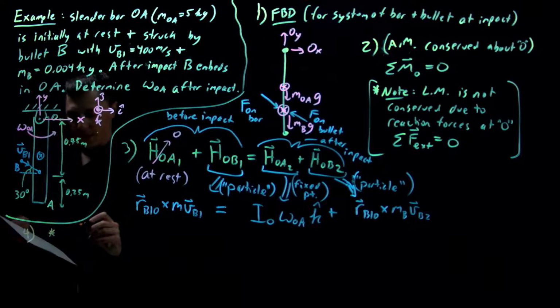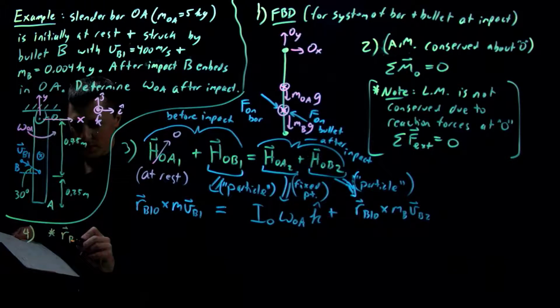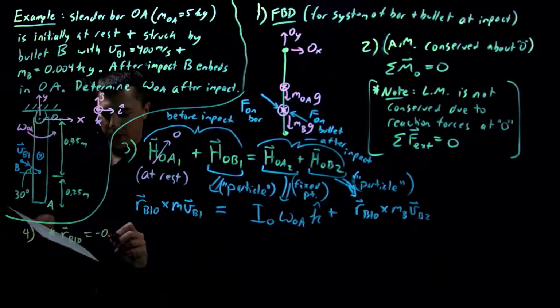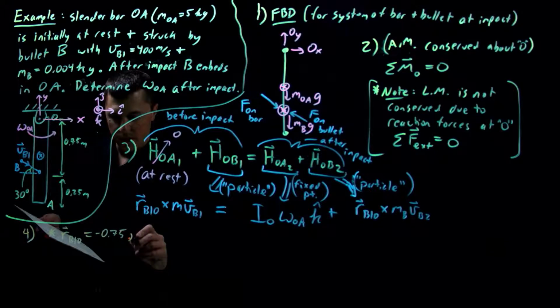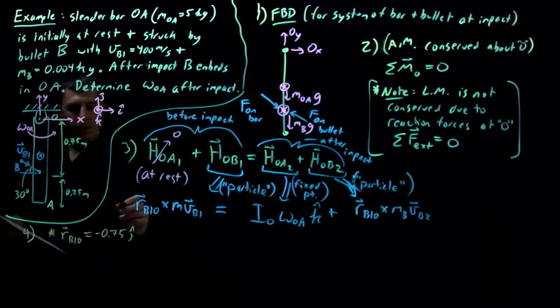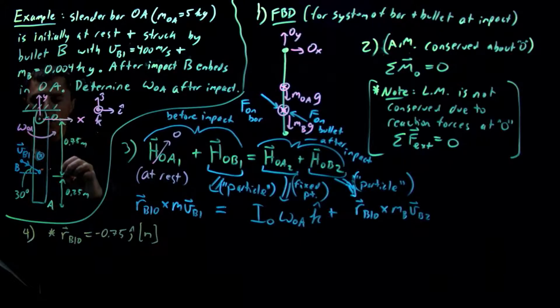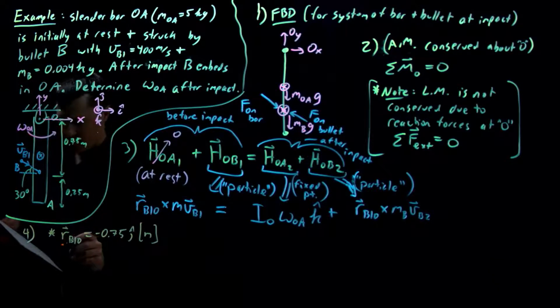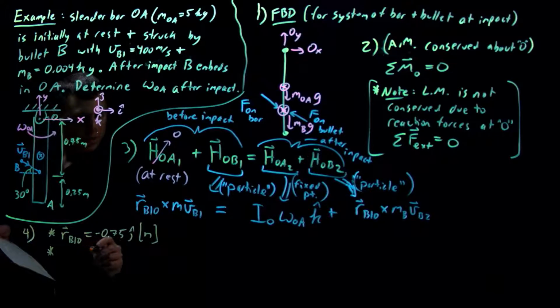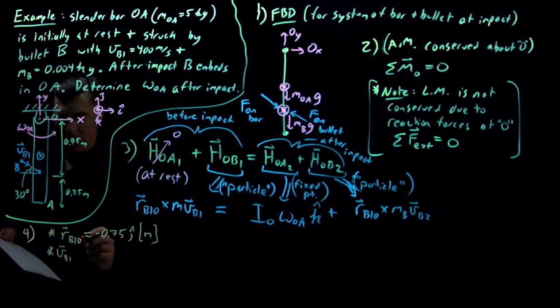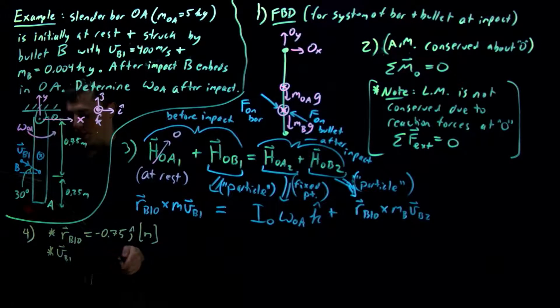Okay, so the first thing, that position vector of B with respect to the origin of the coordinate system, is just minus 0.75 j hat. And the units on that would be meters. All we're doing is starting at O, going down 0.75 to get to that B location. Okay, so that one's not too bad. Let's see. Next thing we need is V B1. Can we get that? Well, we can, right? We know that it's 400 meters per second in magnitude.